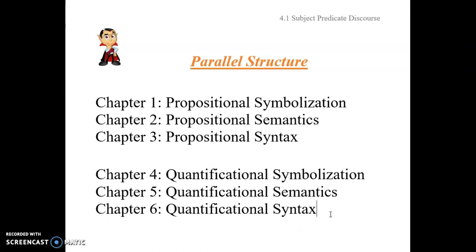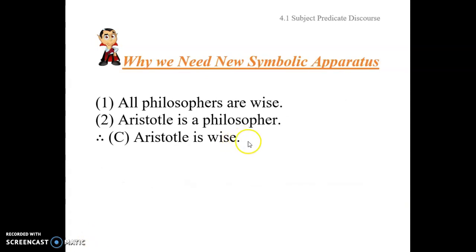Let me talk a little bit about why we need to do quantificational symbolization. It's like, well, we've got this symbolization, capital A, ampersand, negation B. Why do we need a new symbolization system? So let's address that really quickly so you know why we're doing what we're doing, what the need is for it. So why do we need new symbolic apparatus?